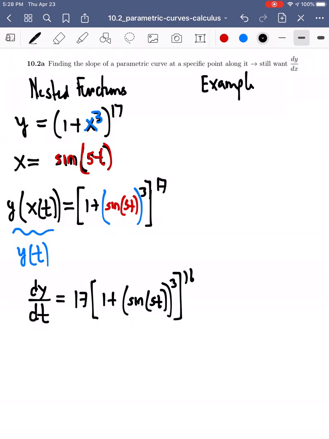And then by chain rule, we have to start differentiating inside. So taking the derivative of what's inside, we get 1 plus that derivative of sine of 5t cubed, which is 3 times sine of 5t, all raised to the second power. And then finally, the derivative of what's inside, and that's going to give us a 5 cosine of 5t. So this is a big chain rule type process, hopefully we can all agree.